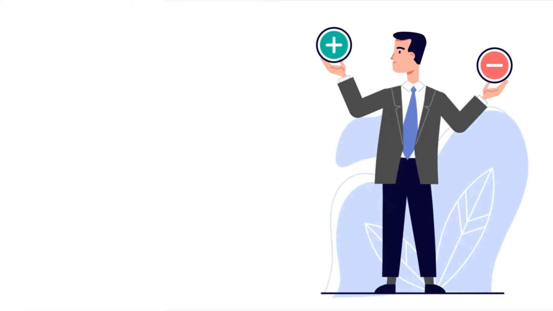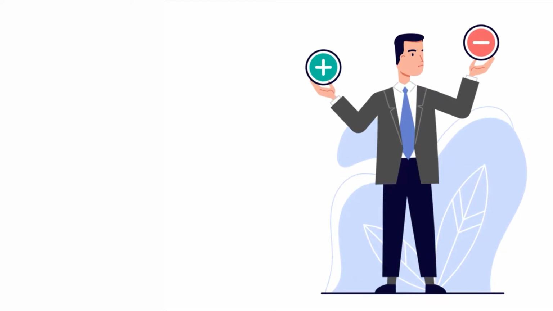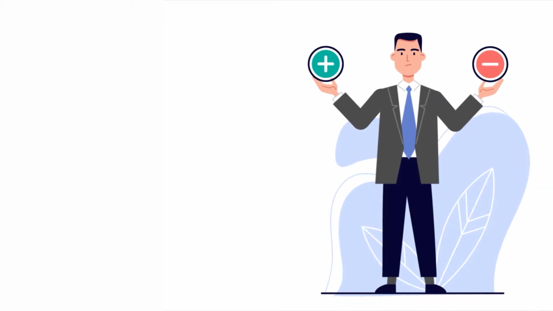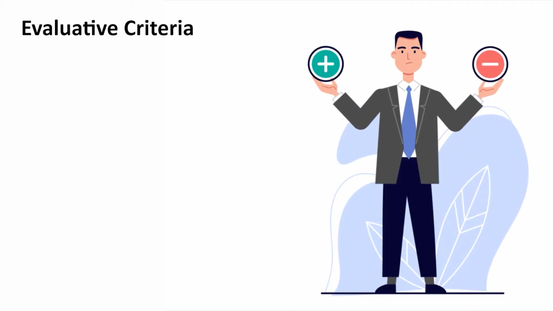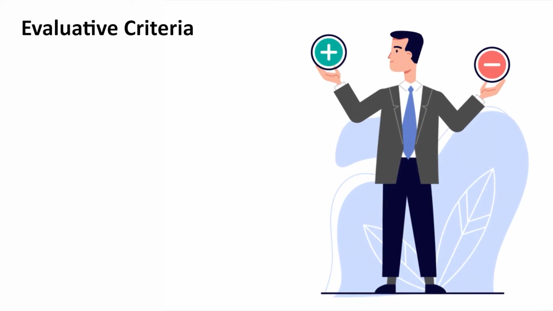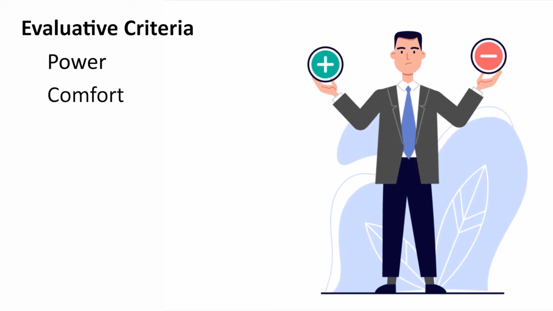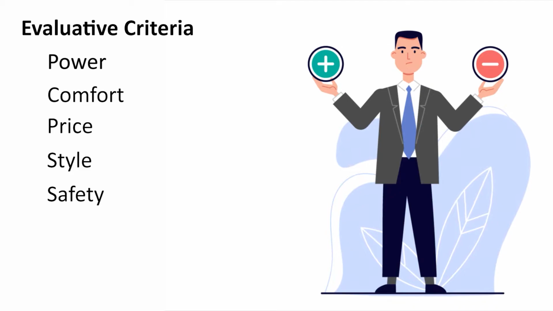Now it is decision time. Jack has to look more systematically at each of the 3 possibilities and identify the important product characteristics. This is what marketers refer to as evaluative criteria. In our example, Jack may use power, comfort, price, the style of the car, and perhaps safety.